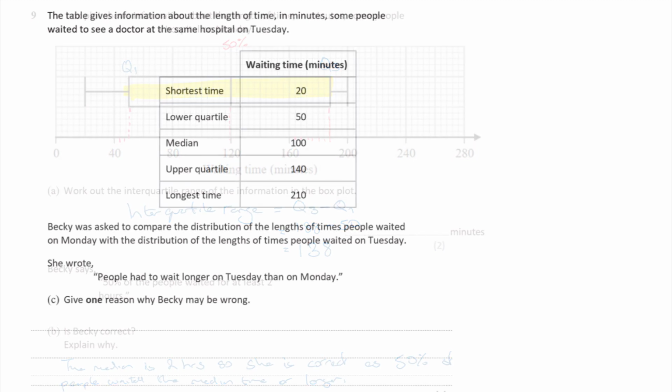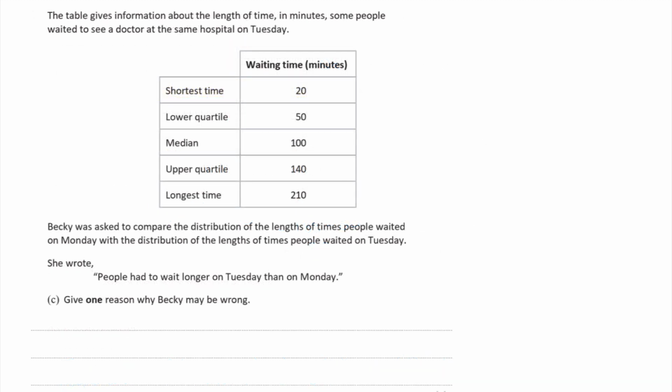Yep, she's right. For part C, we've got an additional data table here. The table gives information about the length of time in minutes some people waited to see the doctor at the same hospital on Tuesday. So we've got the shortest time, the lower quartile, the median, the upper quartile, and the longest time. Becky was asked to compare the distribution of the lengths of times people waited on Monday with the distribution of the lengths of times people waited on Tuesday. She wrote that people had to wait longer on Tuesday than on Monday.